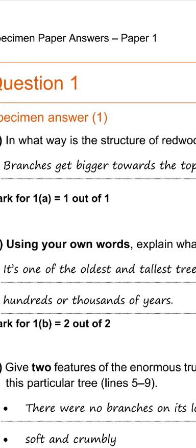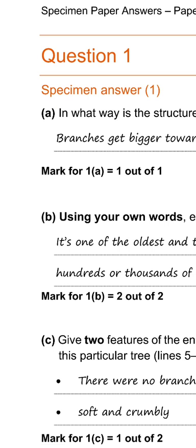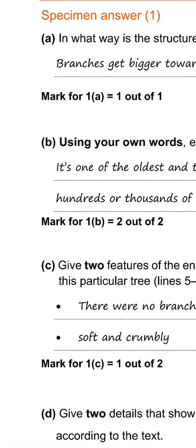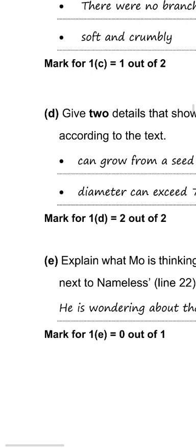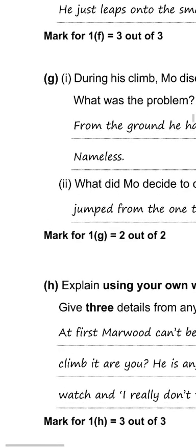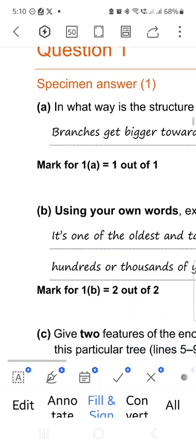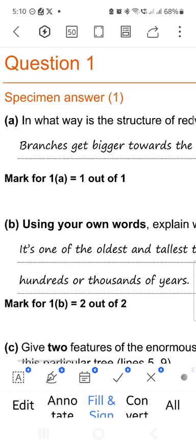Question number 1. In question number 1, you are going to have A to H, 8, or I must say 9 questions. See, question number 1, A, B, C, D, E, F, G. G has 2 parts, 1 and 2, and then H. So basically in total there are 9 questions, or if we just say A to H, there are 8 questions. G has 2 parts.